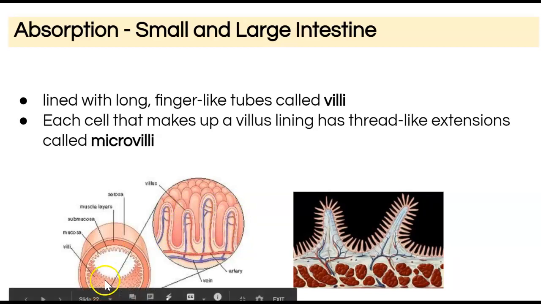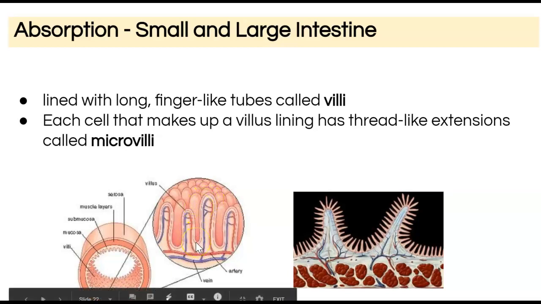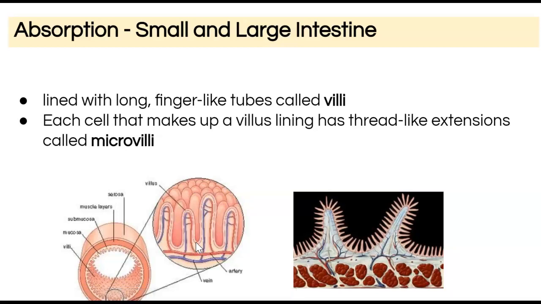And what they serve to do, you can think about it almost like if you had a piece of paper that was scrunched up into a small ball. That small ball still has the same surface area of paper, it's just squished into a smaller area. So by having all of these villi together, we vastly increase the surface area through which our small little broken down nutrients can be absorbed.